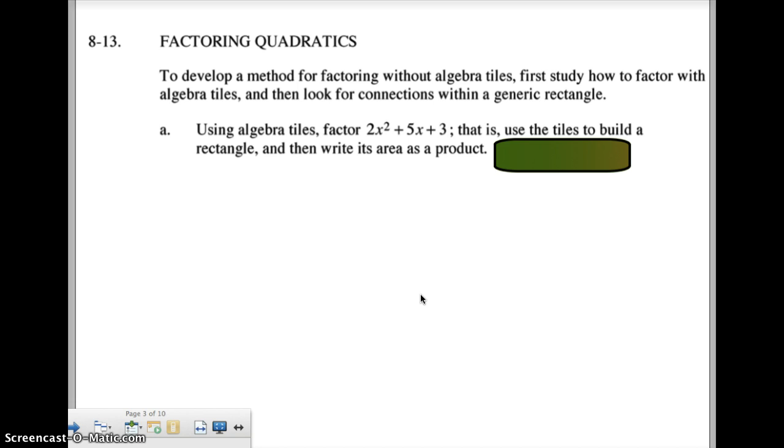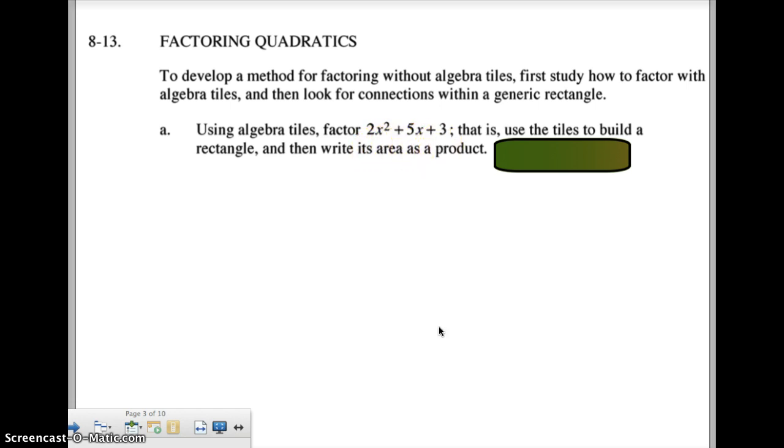It says to develop a method for factoring without algebra tiles, first study how to factor with algebra tiles, then look for connections with generic rectangles. And it says using algebra tiles, factor 2x squared plus 5x plus 3. So what they want you to do is draw that with algebra tiles. Draw the algebra tiles, so 2x squared plus 5x plus 3 makes a rectangle.